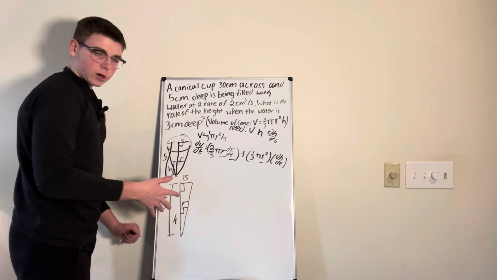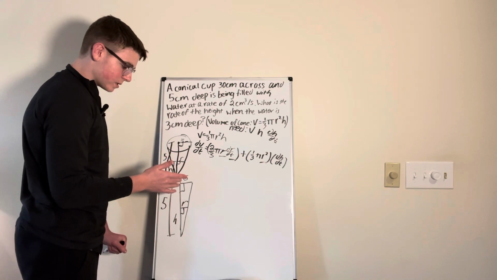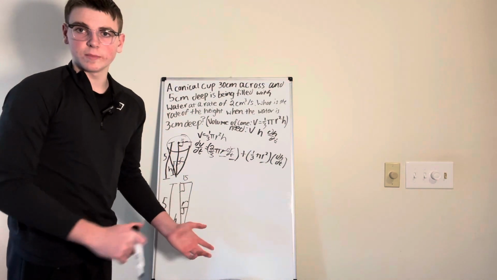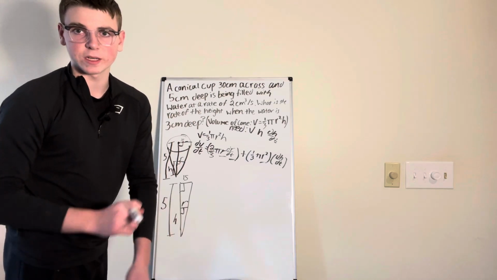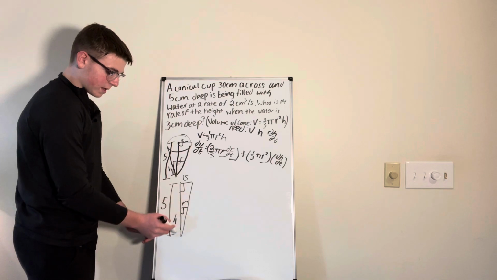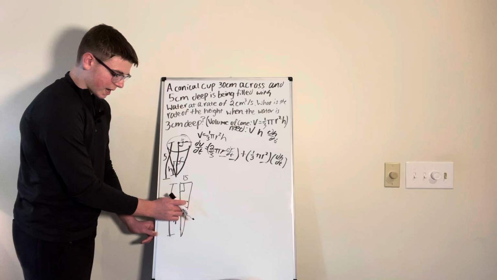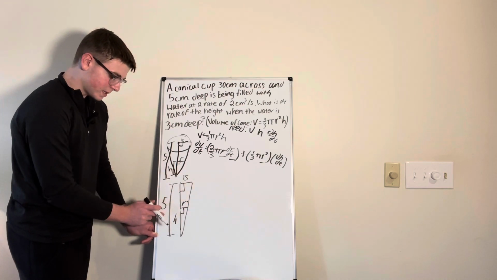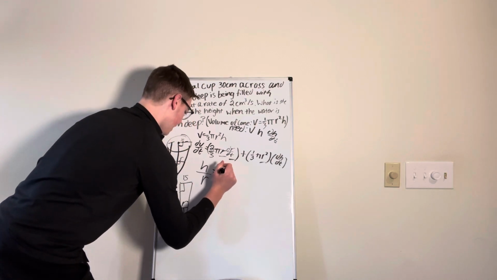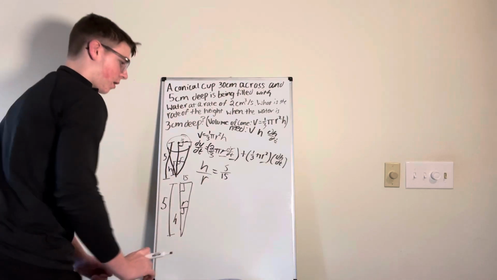These are similar triangles because they have the same two angles, same sides. They have the same everything. I'm not too good at my geometry, but I know these are similar triangles just by looking at them. So H is to R in this triangle, this side is to this side, as 5 is to 15. So H is to R as 5 is to 15. And then we can solve for R here.